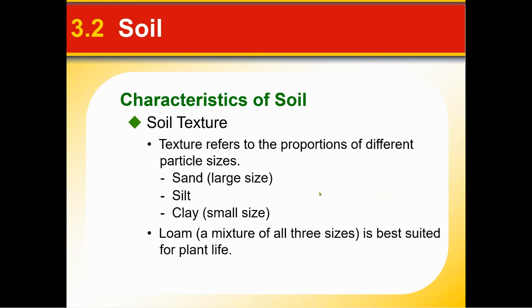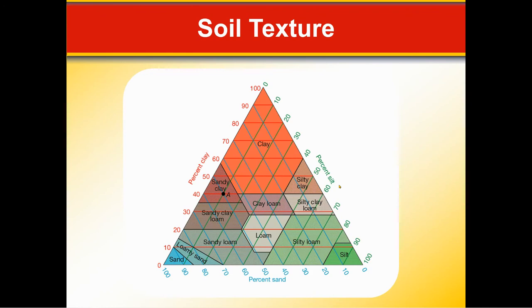What are the characteristics of soil? Texture refers to the proportions of different particle size. There's sand size, silt size, and clay size. Sand size is the larger pieces and clay is smaller. Loam is a mixture of all three sizes. It's best suited for plant life. So when we have all three of these mixed together, that's what we're looking for. Here's our soil texture guide.